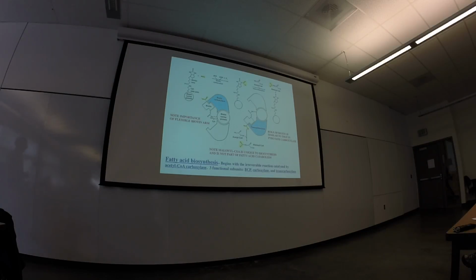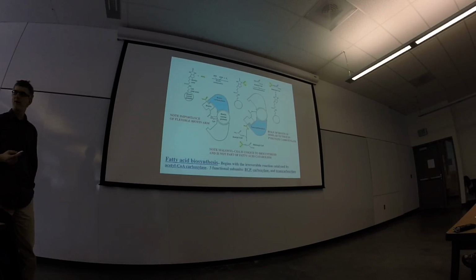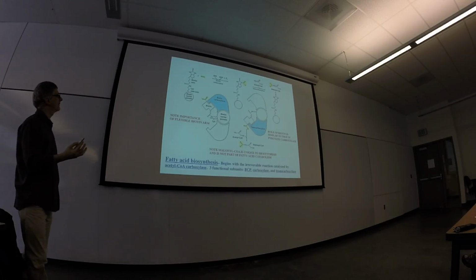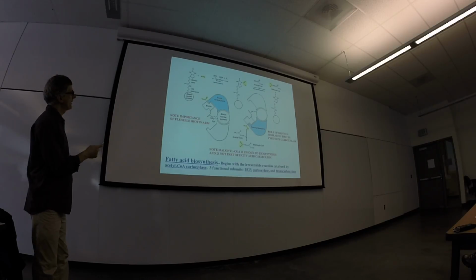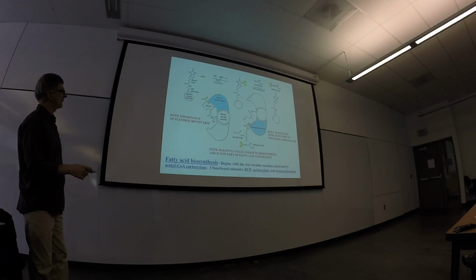All right. Let's move on to fatty acid biosynthesis. The first enzyme in fatty acid biosynthesis, which now is occurring in the cytosol, using NADPH, which is generated, of course, from the pentose phosphate pathway. So this first reaction involves this enzyme, acetyl-CoA carboxylase, which has 3 functional subunits.